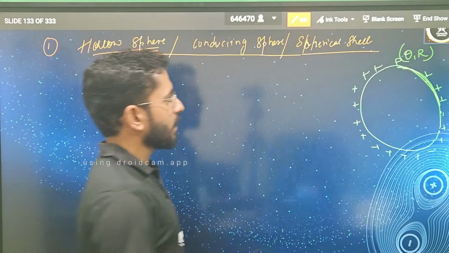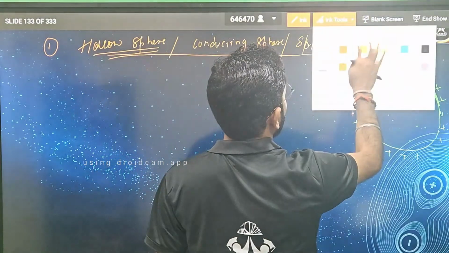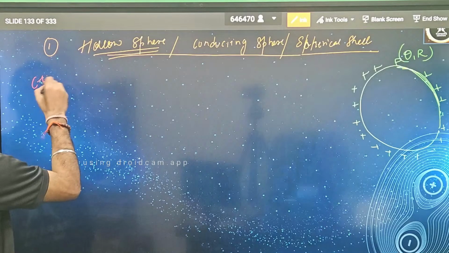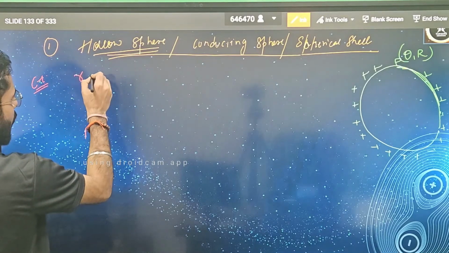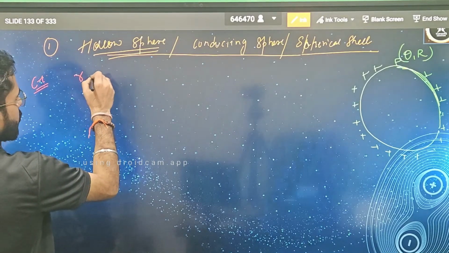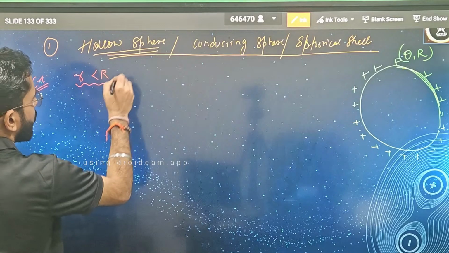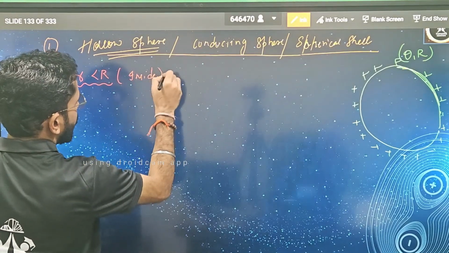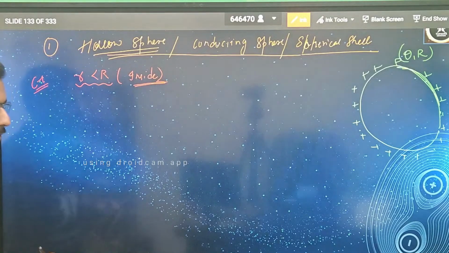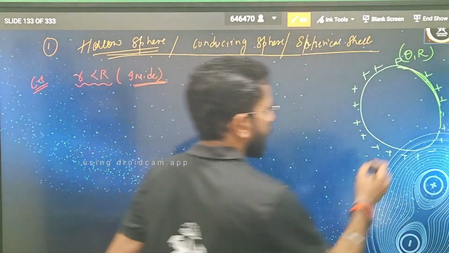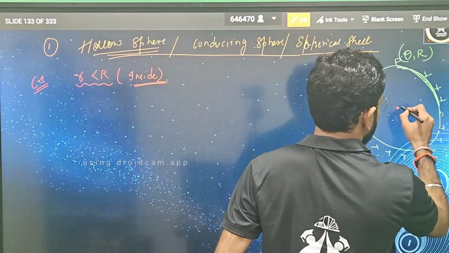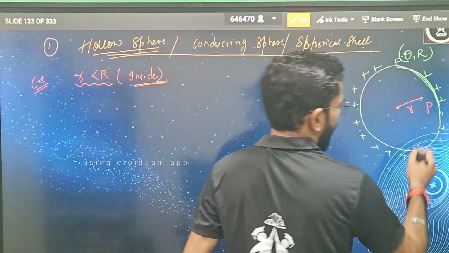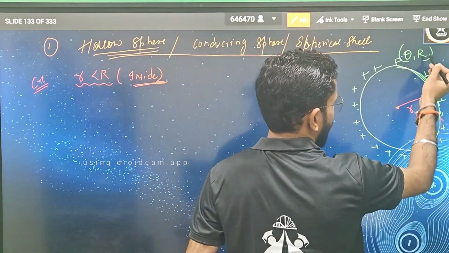And due to that, what will happen? First case, we are going to write for an inside point. Case 1, I am going to take a small r, that is what is going to judge, and this is less than capital R. What is this interpreting? This means that it is an inside point. For an inside point, what will be the electric field? Let's start. Let's suppose this is the center. I want to find the electric field at point P. Distance is r, that is smaller than the capital R.